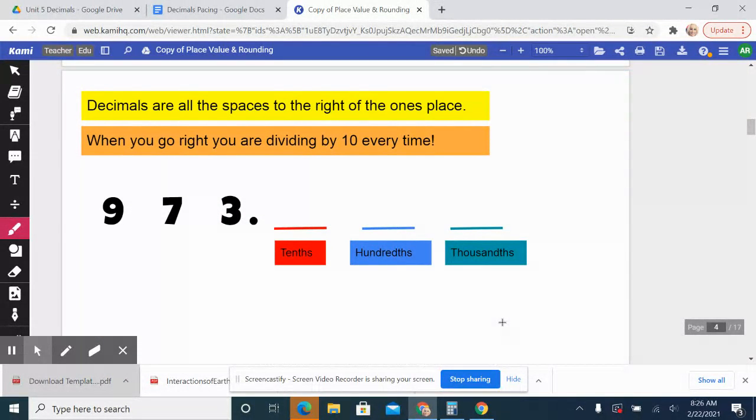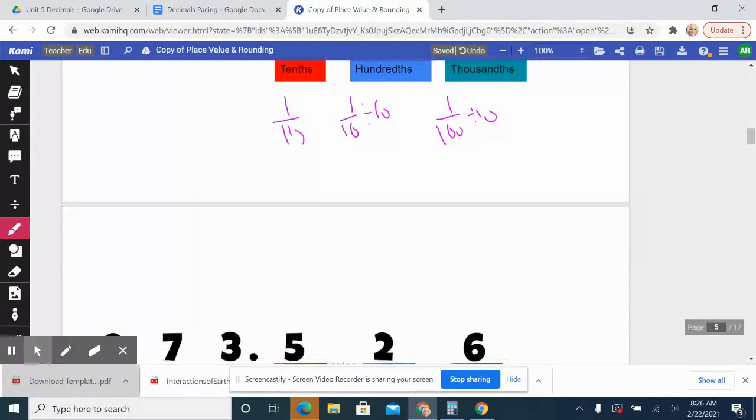So this tenths is technically 1 over 10, right? So that is what that means. Now this hundredths really means 1 over 10 divided by 10. And that is how you find the hundredths, right? And then your thousandths, it technically is 1 over 100 divided by 10, right? And that's going to give you your thousandths. Okay, so just a little review with why the decimals are what they are.